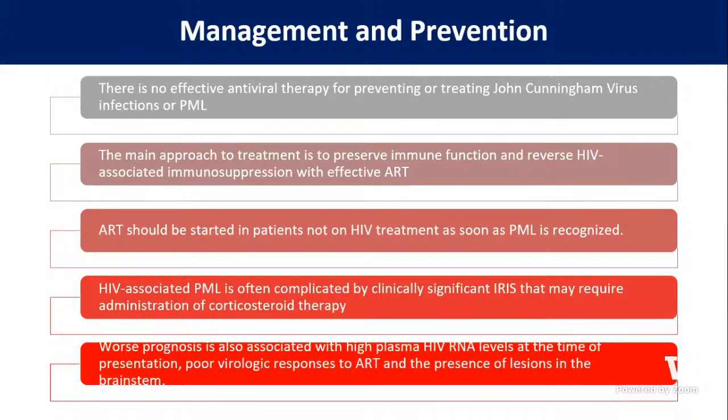But if patients have very high plasma viral loads, especially if CSF viral loads are very high, it has a worse prognosis. And also if the lesions are in the brainstem, there are multiple lesions, they've been present for a long time, the prognosis is not very good in whom there is very largely established disease. So that is all about PML. Next.